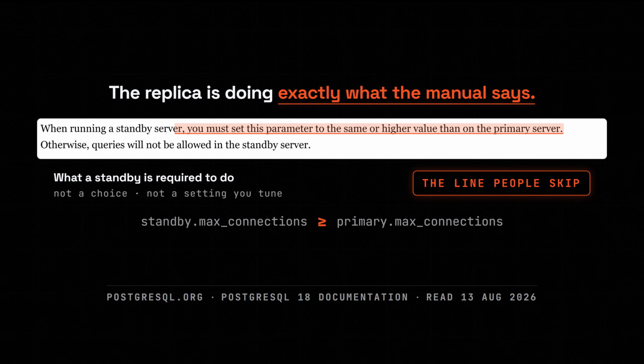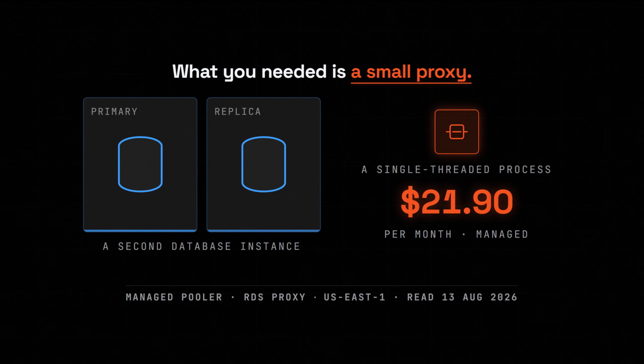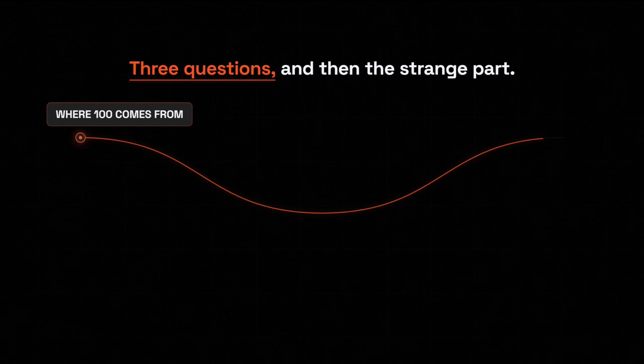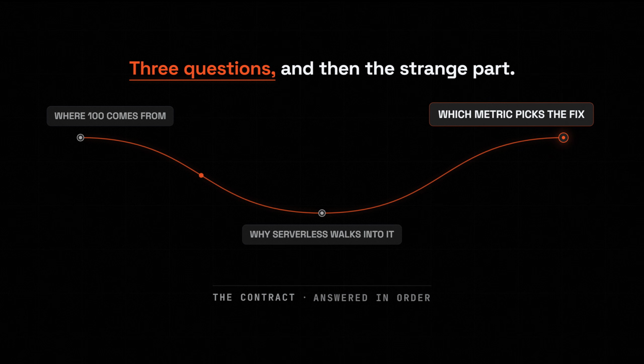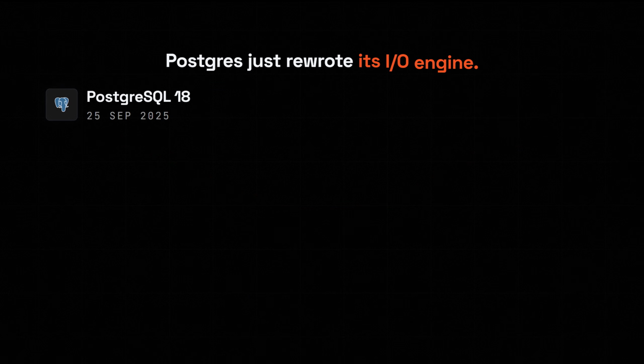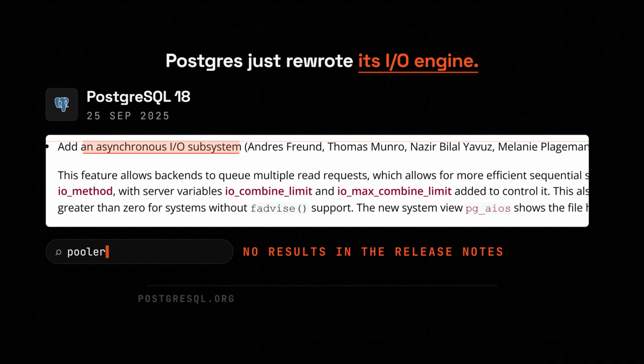People skip it. The fix you actually needed is a single-threaded C program, and the managed version of it runs about $22 a month. So, where does that 100 come from? Why does Serverless walk straight into it? And which metric tells you which fix you need? Because Postgres just shipped the biggest rewrite of its I/O engine in years, and it did not touch this at all.